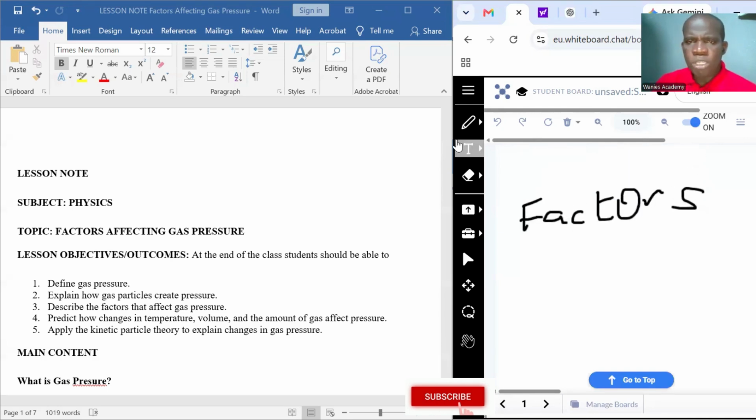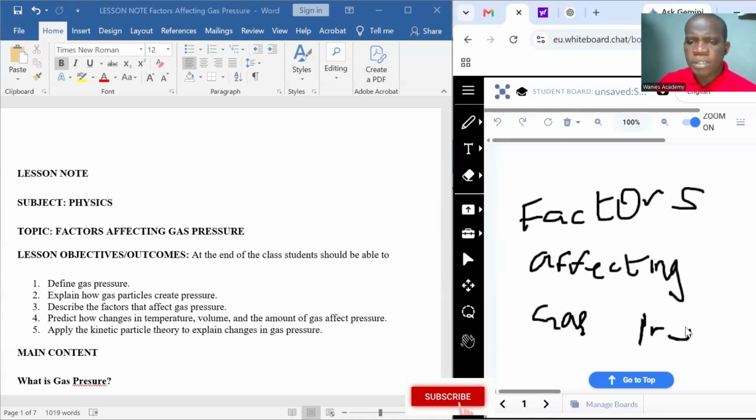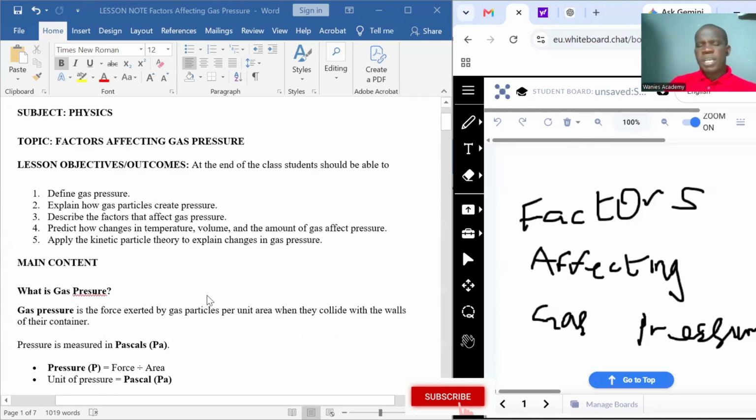So the main topic is the factors affecting gas pressure. Now let's go to the body of the topic.